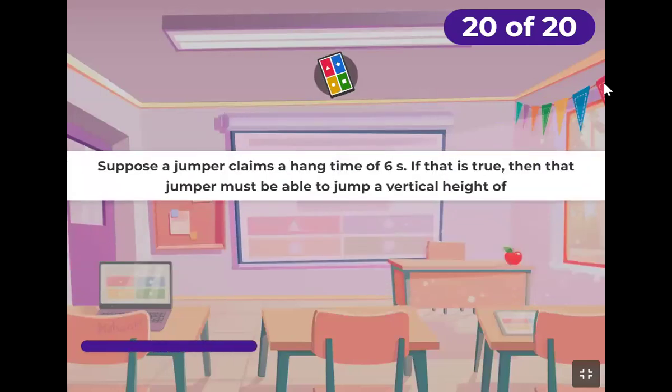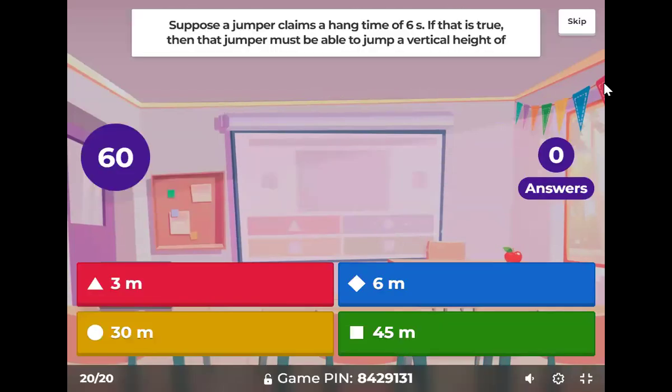Suppose a jumper claims a hang time of 6 seconds. That means you jump off the floor and you don't land on the floor until 6 seconds later, which would be crazy, but if that was true, you could jump how high? Little kid comes up to you, like in kindergarten. I can jump, and I don't land on the floor until 6 seconds later. Yeah, right, kid. But if that was true, you'd be jumping how high?